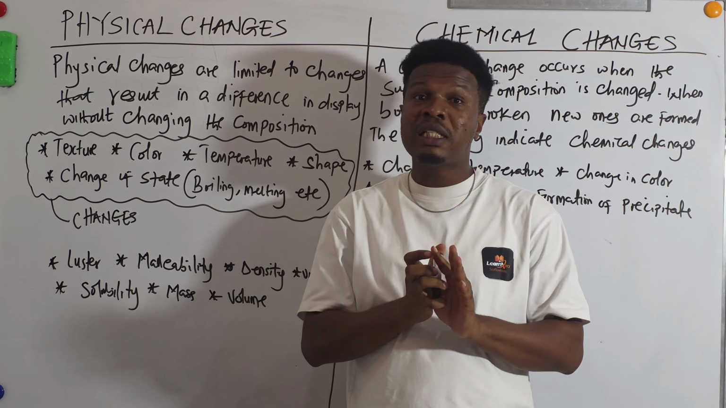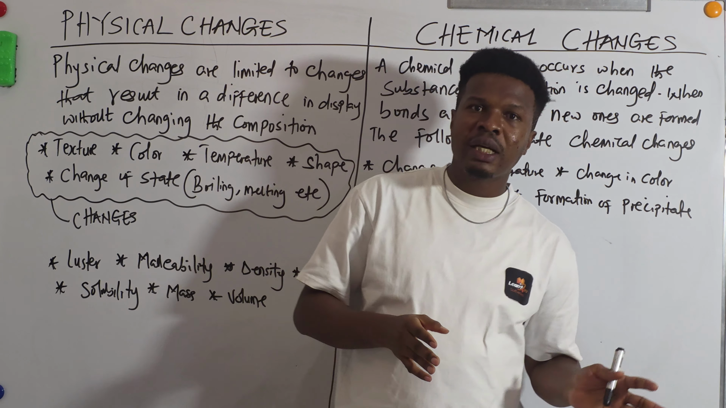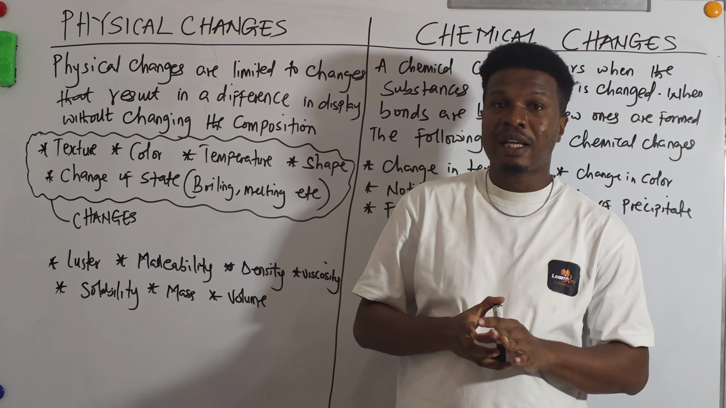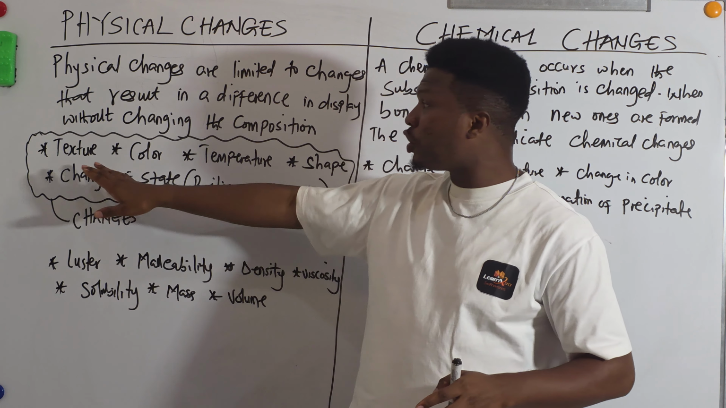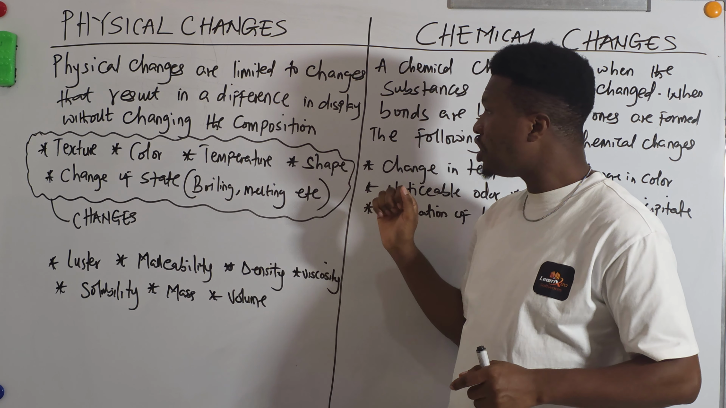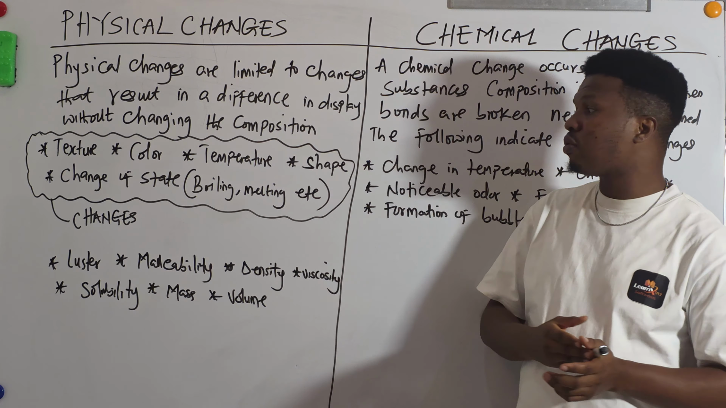And most physical changes are reversible. That is, you can go back to the original substance that you had. So the changes in physical changes, we talk about the texture, the color, the temperature, the shape, the change of state, like the boiling point and the melting point. These are all physical changes.